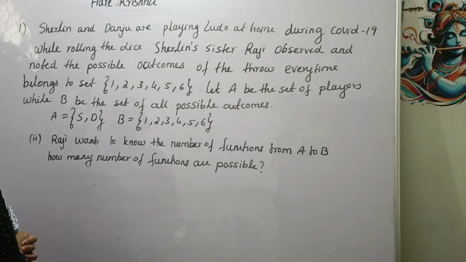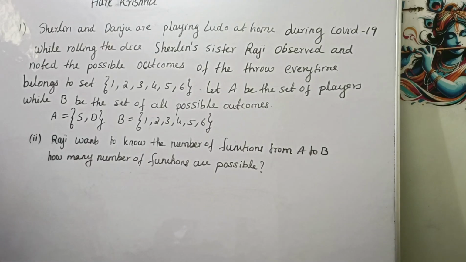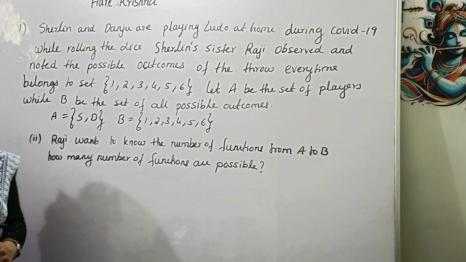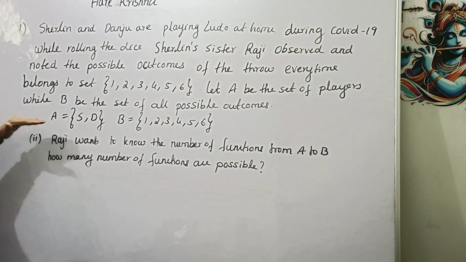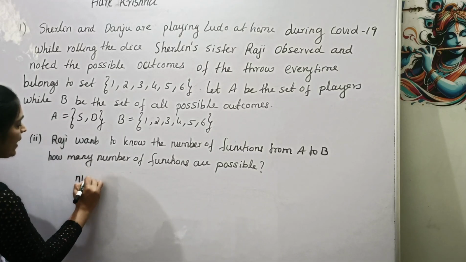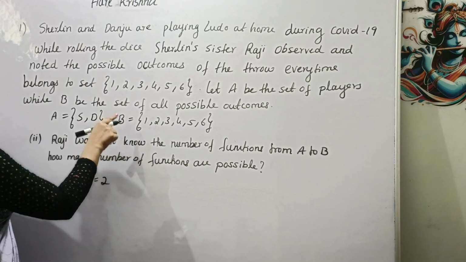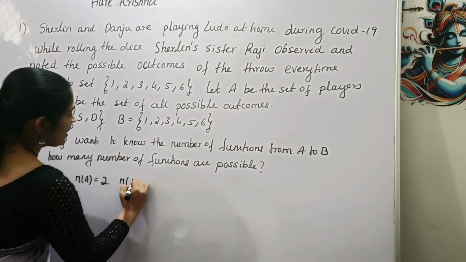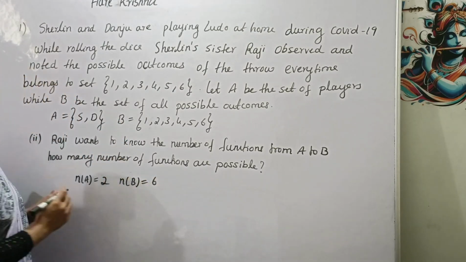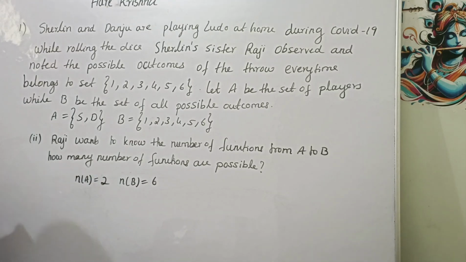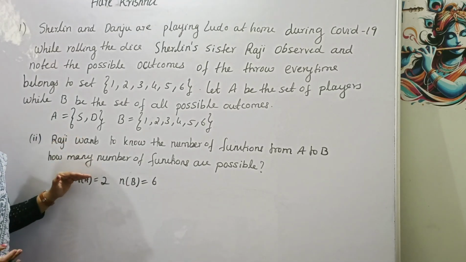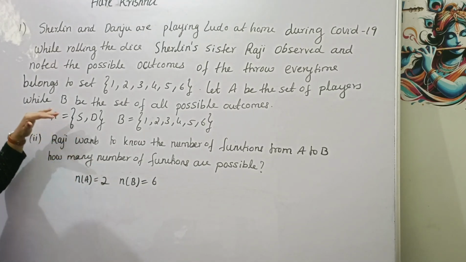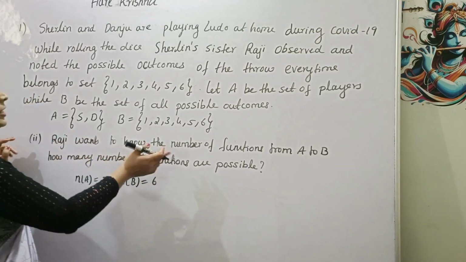Second question: Raji wants to know the number of functions from A to B. How many functions are possible? Here, the number of elements of A, that is n(A), is equal to 2 and the number of elements of B is equal to 6. Now, the number of functions from A to B. Here, the relation from A to B is already given.